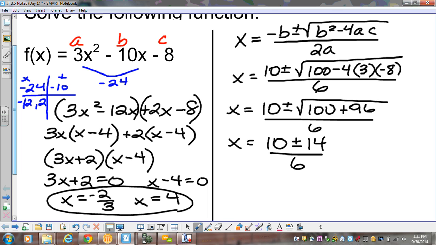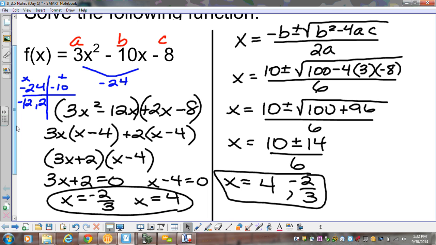Now, how many solutions does this represent? 2. One of those is 10 plus 14, which gives me 24, divided by 6 is 4. My other one, guys, is 10 minus 14, which is -4. -4 divided by 6 reduces to -2/3. So, guys, if you notice, it doesn't matter if you use factoring, if it's factorable, or if you use the quadratic formula, because that will work every single time.